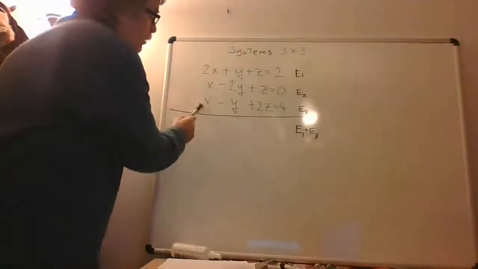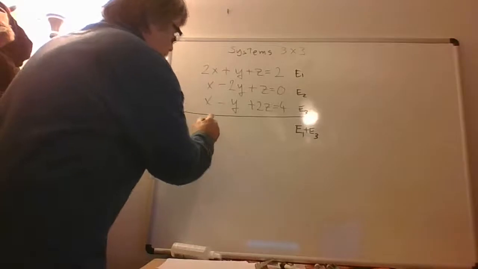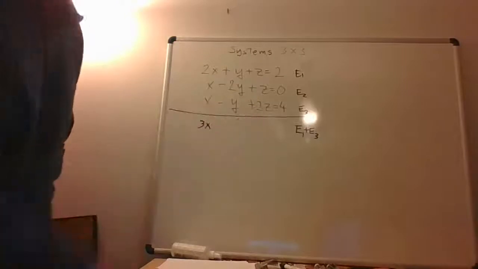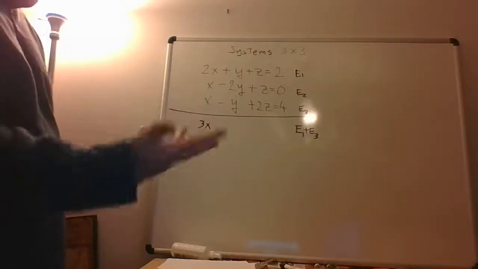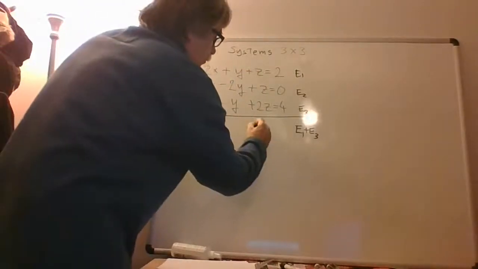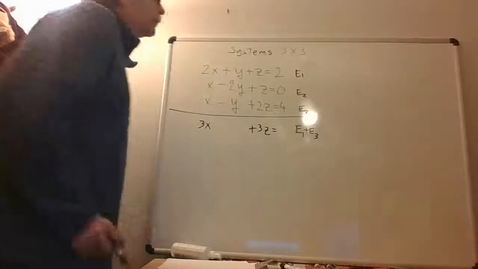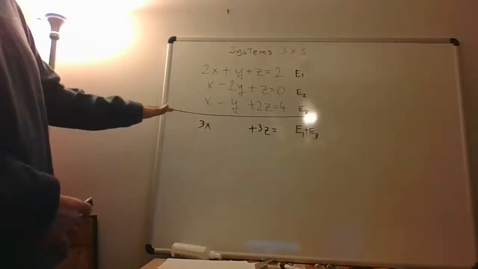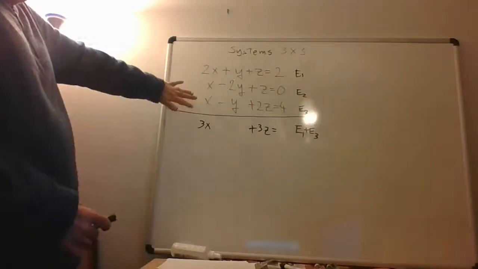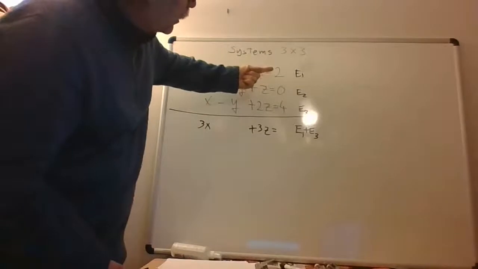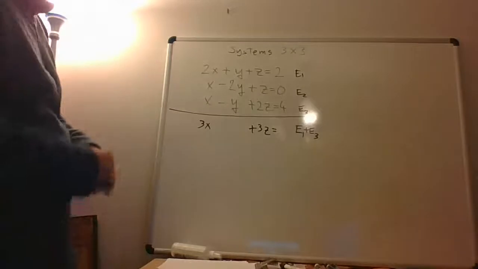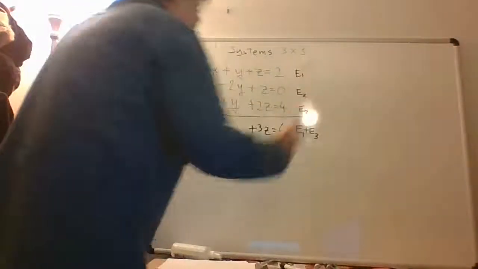So you have 2x plus x is 3x. As I said, y and negative y is 0. Obviously, that's the whole idea, okay? And then I have a z and 2z, which is 3z, okay? That's the left side. I just added the left side of the first equation and the left side of the third equation. Now I have the right side. I have 2 here and I have 4 here. Again, you're adding the first and the third equation. And that would be 6, right?